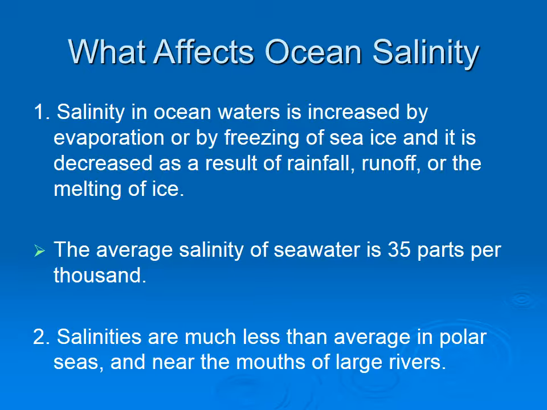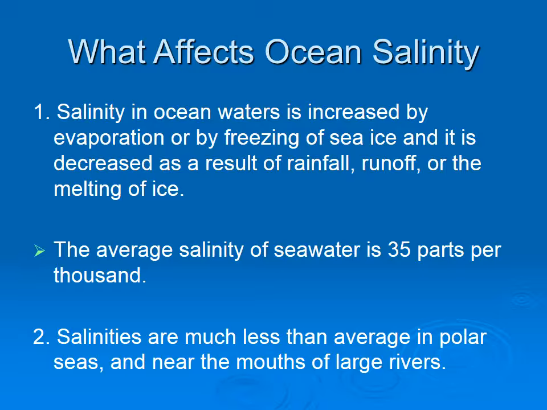So what affects ocean salinity? There are different levels of salt in different parts of the ocean, and we want to find out why. So salinity in ocean waters is increased by evaporation. So when water evaporates off the surface of the ocean, that leaves less water behind, and the salt does not evaporate up with the water, and so that leaves more salt in the ocean.